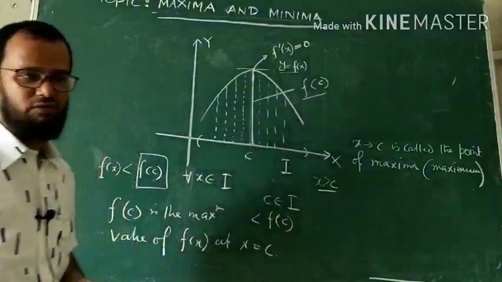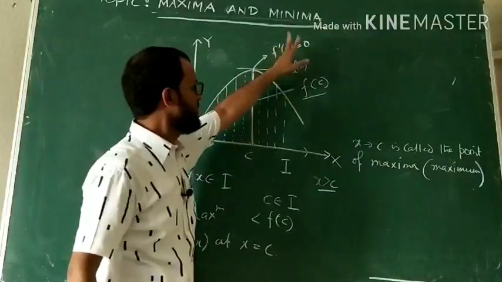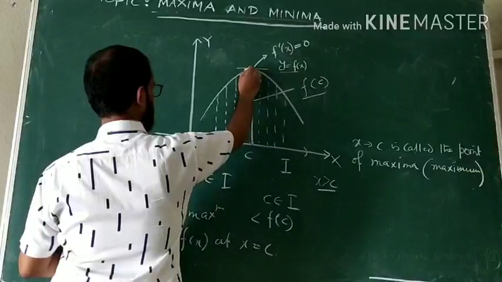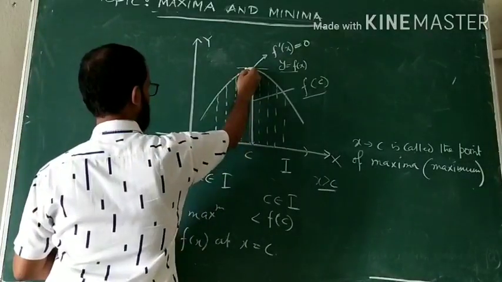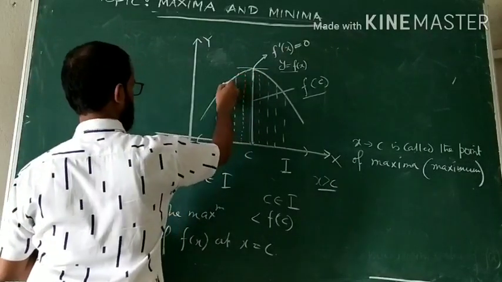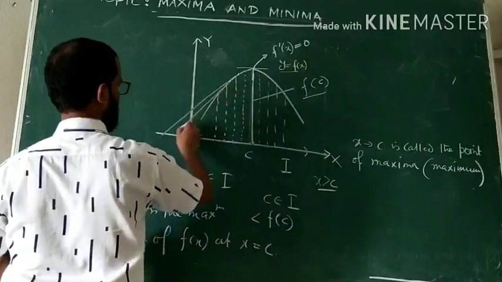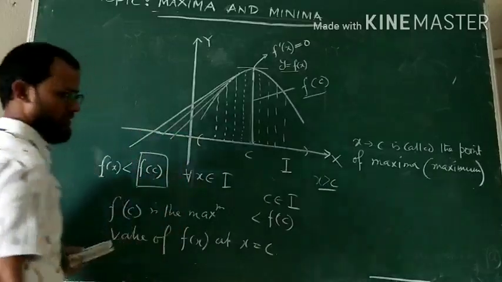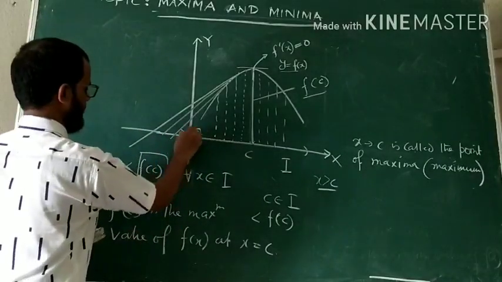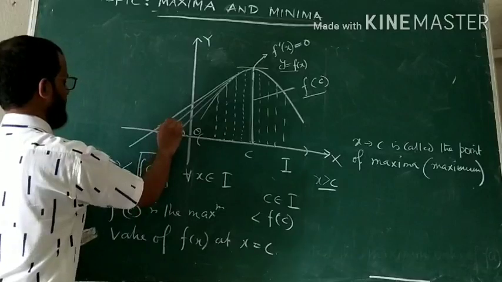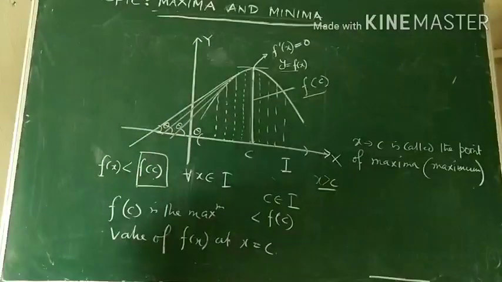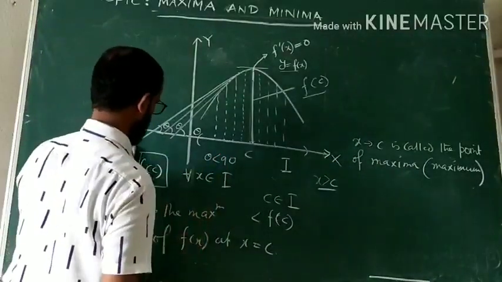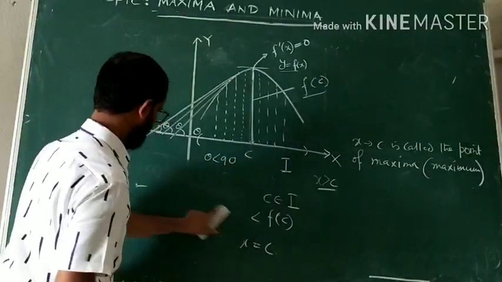That means f dash c equals 0. And if you consider the other points on the curve, at every point you can draw a tangent. You can draw a tangent here, or here. You see all these tangents make angles theta that are less than 90 degrees.